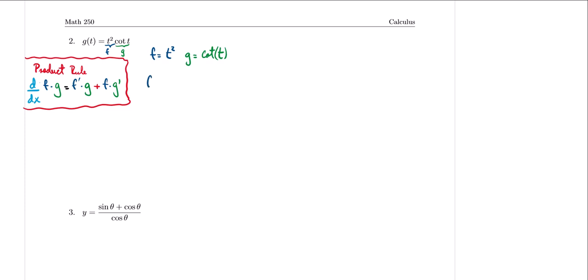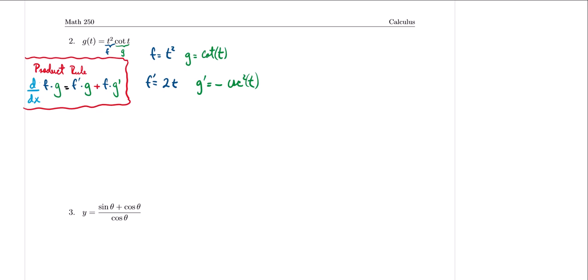The derivative for f is going to involve the power rule, so f prime is just going to be 2t. Now what about the derivative of g? What is the derivative of the cotangent function? Well, I'll let you take a look at the previous pages for those derivatives, but the derivative of the cotangent is going to be negative cosecant squared of t. And there we go. We found the f and the g and the respective derivatives. So now it's just a matter of putting it into our product rule.